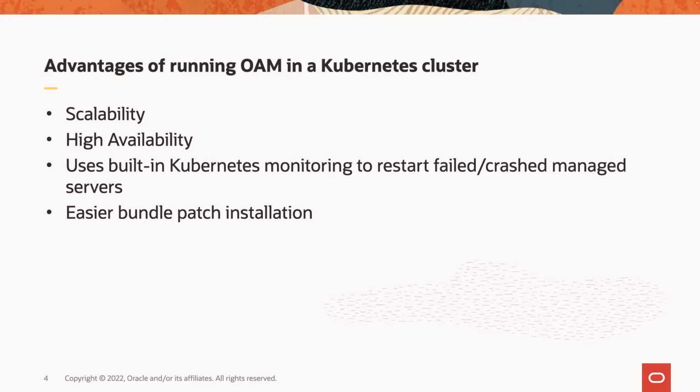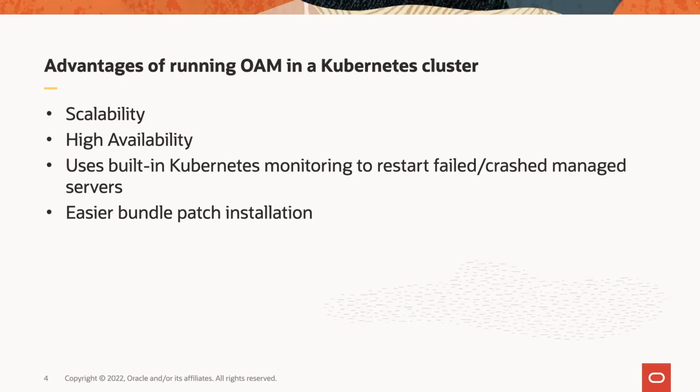Monitoring. Kubernetes knows how many managed servers are expected to be running based on the Kubernetes domain definition. If for some reason the number of managed servers falls below that threshold, then Kubernetes will spin up additional OAM instances automatically, distributing the load across the available worker nodes.